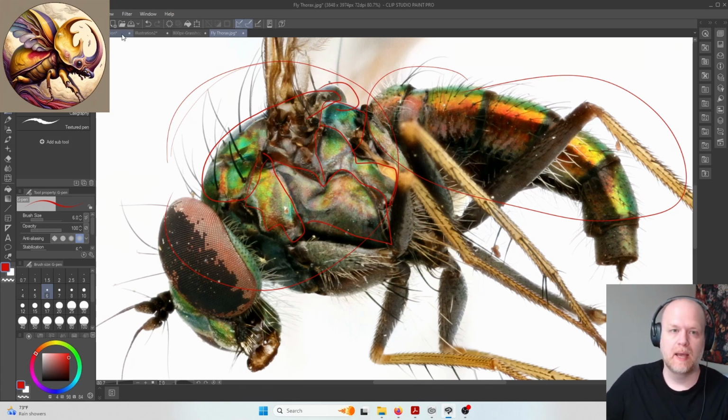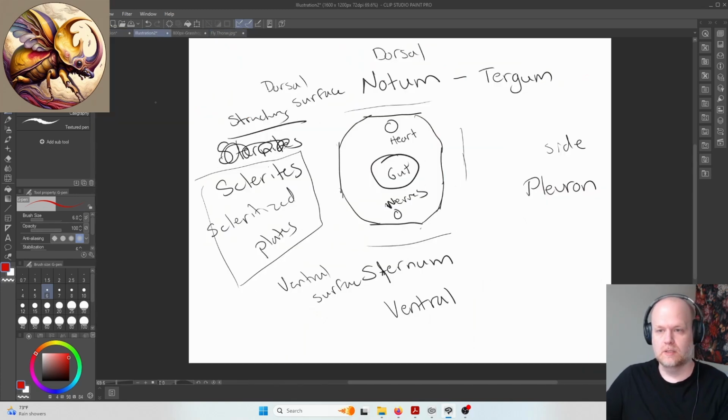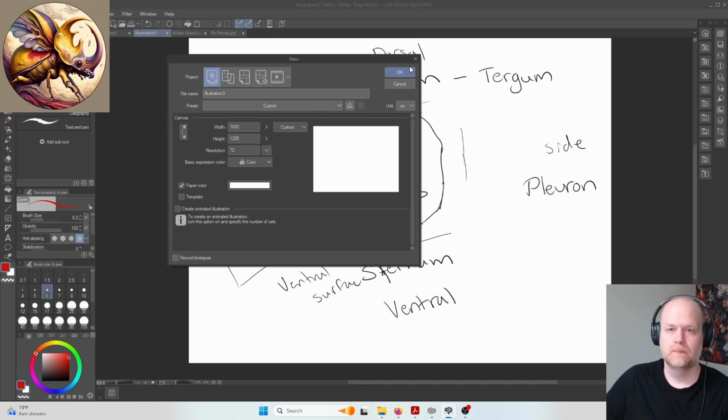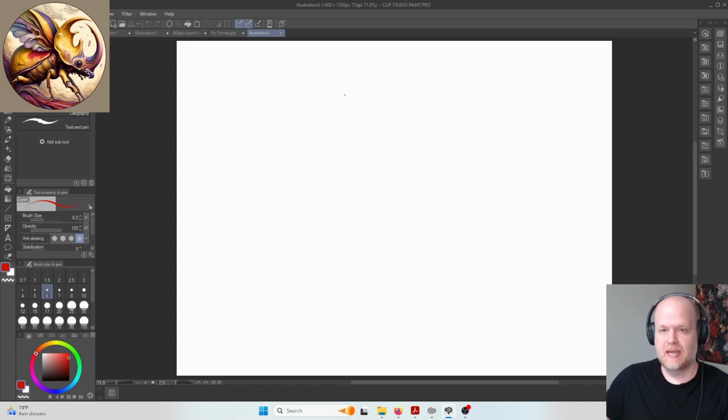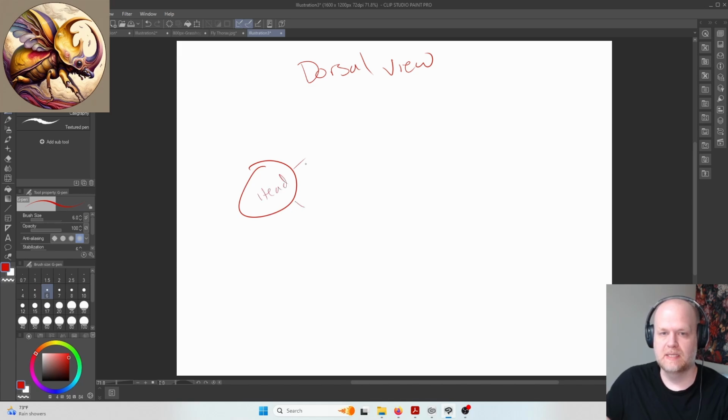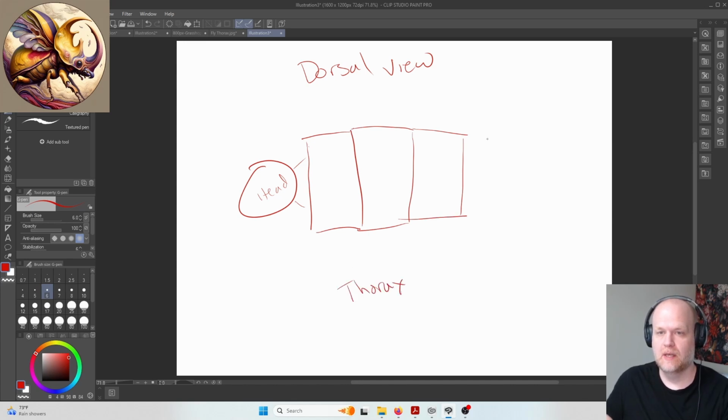So if you go back to what we were talking about, let's actually start a new view. This will be a dorsal view, just so we're all on the same page. The insect head is connected to the thorax, which is made up of 3 sections, which are generally tightly fused together. So this will be the thorax. And then you have the abdomen on the back. This is the abdomen.